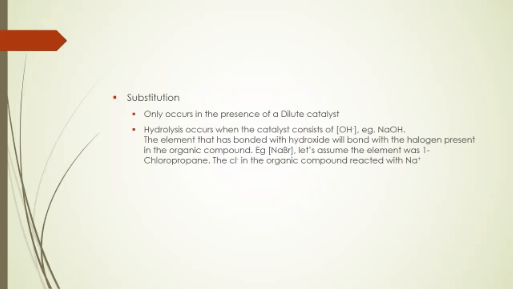Substitution only occurs in the presence of a dilute catalyst. Hydrolysis occurs when a catalyst consists of hydroxide, for example, sodium hydroxide. The element that is bonded with the hydroxide will bond with the halogen present in the organic compound. Please note this.